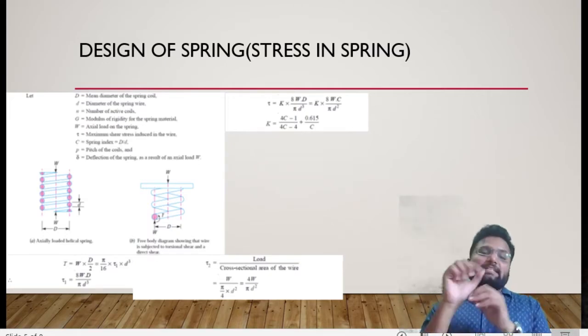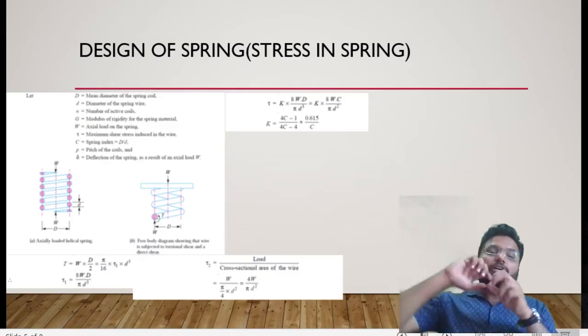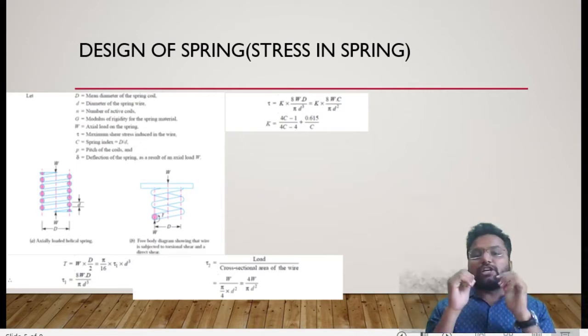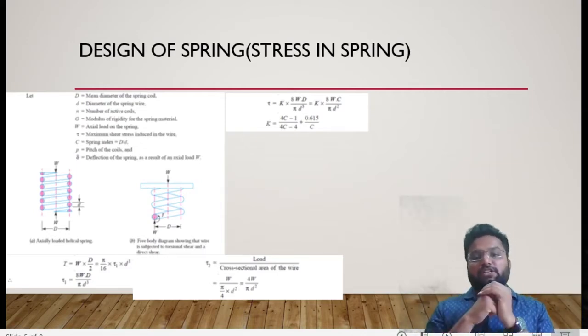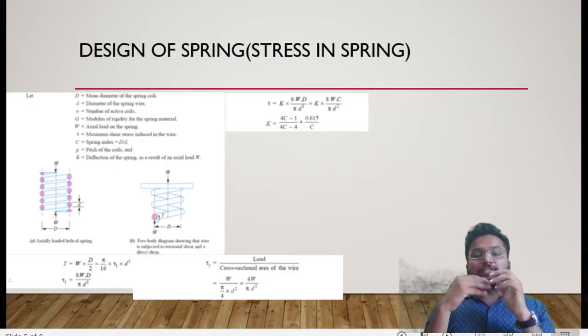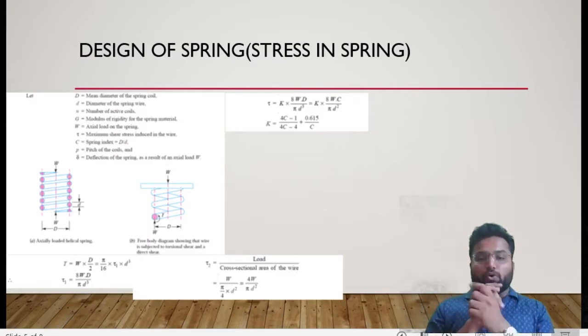Or you can say this linear deflection of the spring will transfer to the twisting moment of that wire. So we have to find shear stress. There are two types of shear stress induced in our spring: one is shear stress due to twisting and another is shear stress due to direct loading.